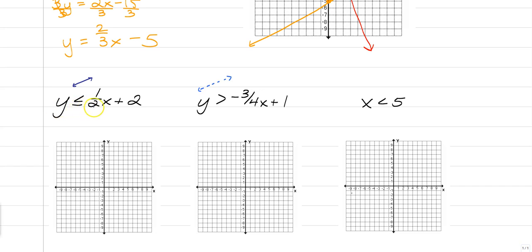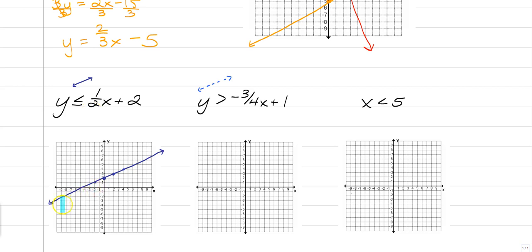So for y is less than or equal to 1/2 x plus 2, we graph it the same way. We go to our plus 2, we go up 1 over 2, up 1 over 2. Then if we want to go backwards, and your line is going to be a solid line. Now what do you do after that? Well, after you graph the line, you need to shade.